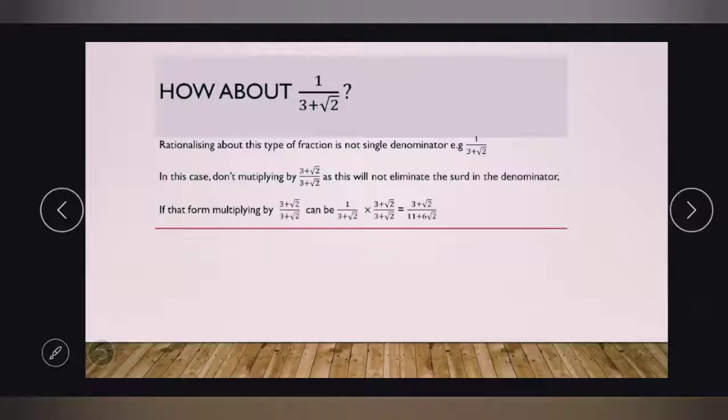This is another question, if the denominator is not a single term. For example, in this case, turn multiplying by 3 plus the square root of 2 over 2 plus the square root of 2. As this will not eliminate the surds in the denominator, in that form multiplying by 3 plus the square root of 2 over 3 plus the square root of 2 can be that form.